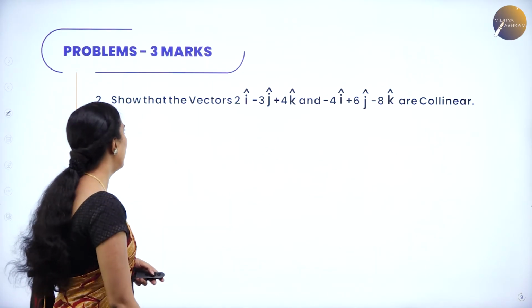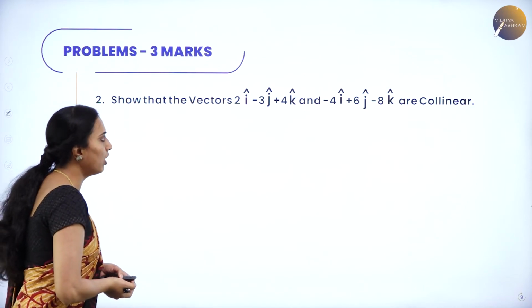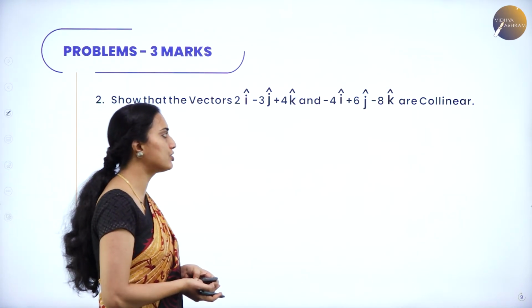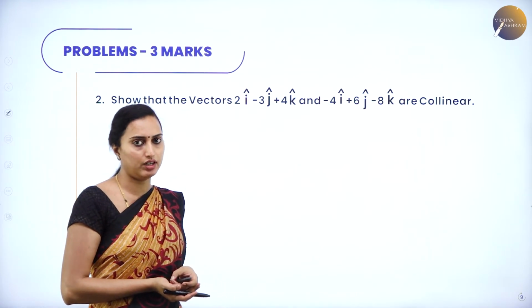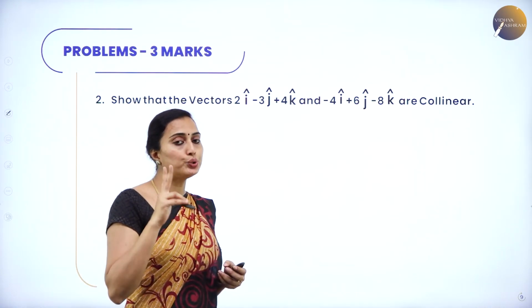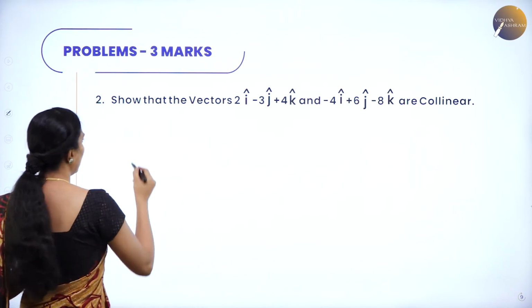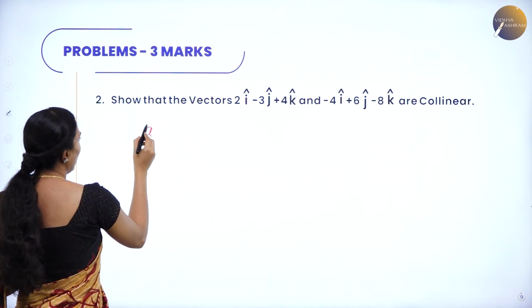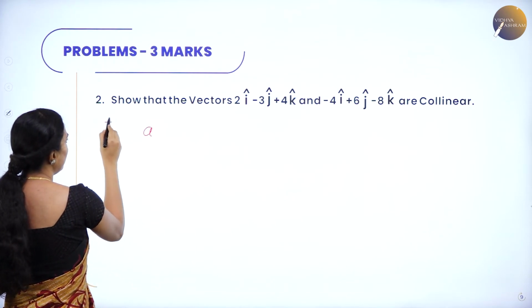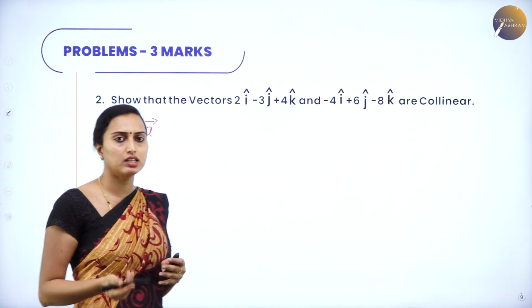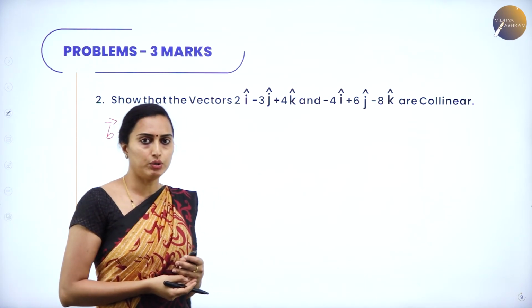Now let us move to the next question. Show that the vectors 2i minus 3j plus 4k and minus 4i plus 6j minus 8k are collinear. Remember that when two vectors are given and you need to show they are collinear, B vector will be equal to lambda times A vector, where lambda is a constant.